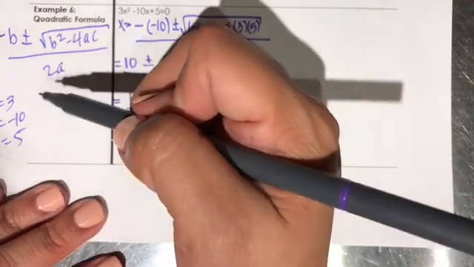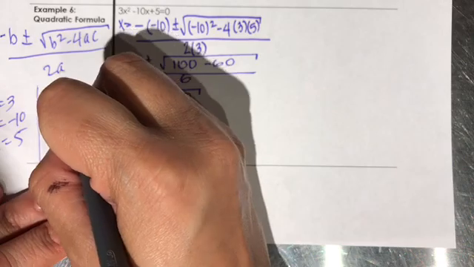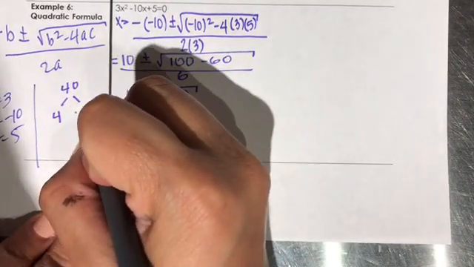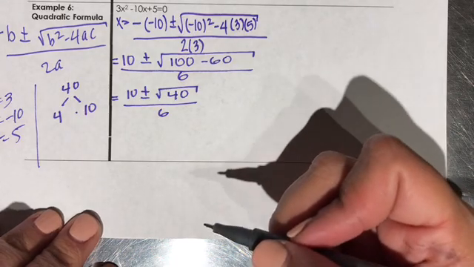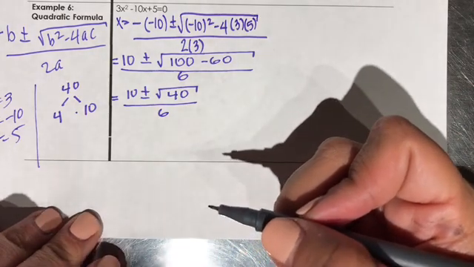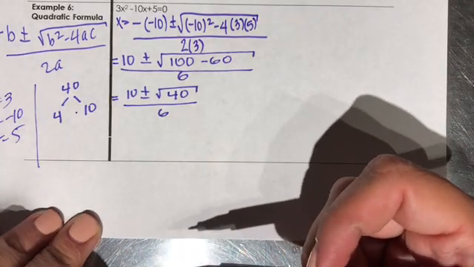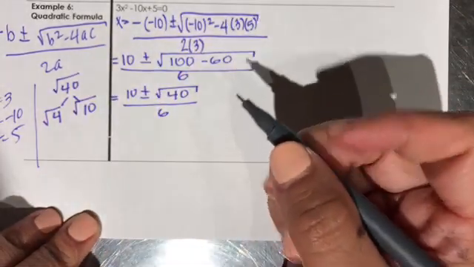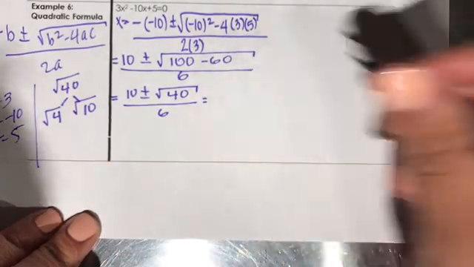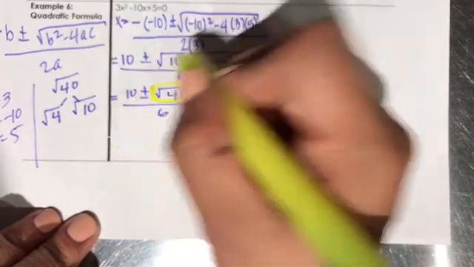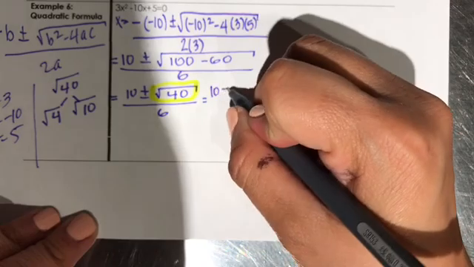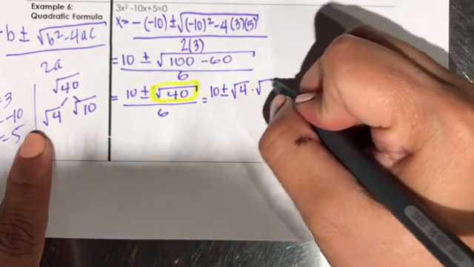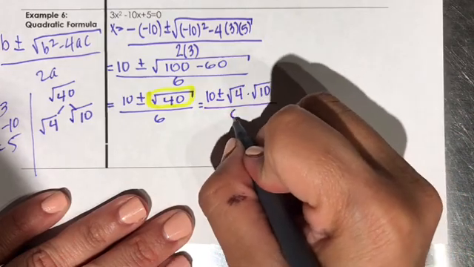Now we're going to look at the perfect squares of 40. So 40, when I factor it, I want to factor out the perfect squares. So I get 4 and 10. Perfect squares are 1 squared equals 1, 2 squared equals 4, 3 squared equals 9. So the opposite of a perfect square is a square root. I want to write an equivalent statement. Looking at the square root of 40, 10 plus or minus the square root of 40 is now going to be equivalent to the square root of 4 times the square root of 10, all of this over 6.